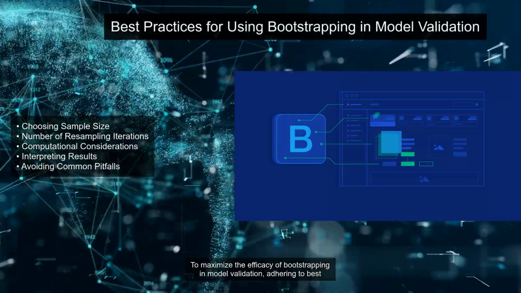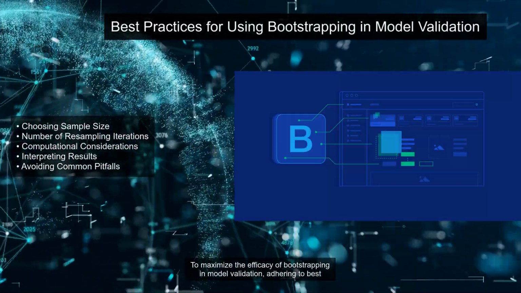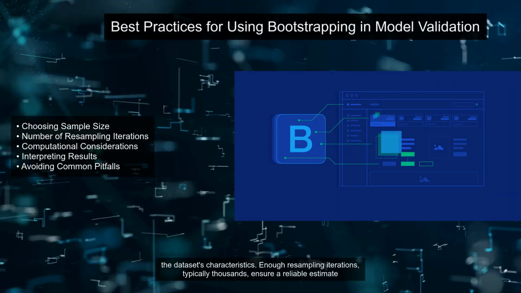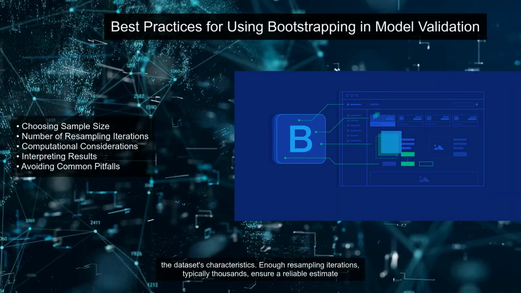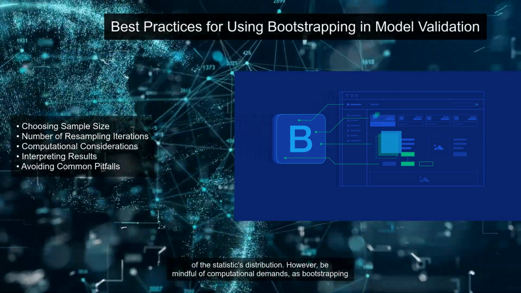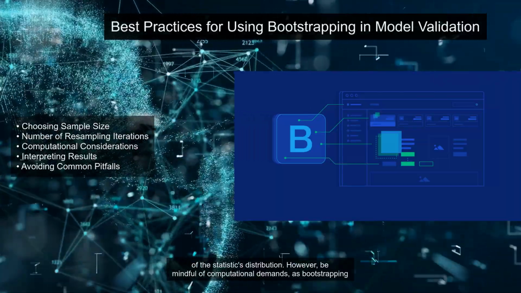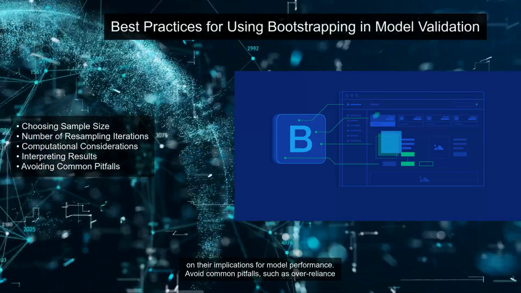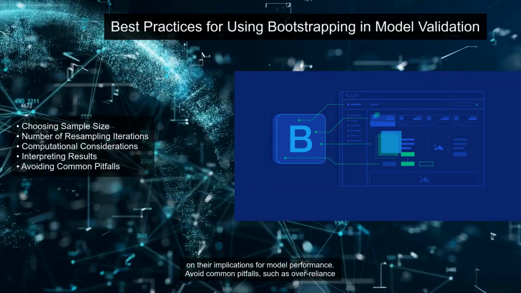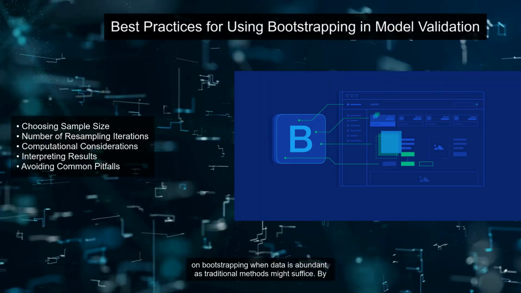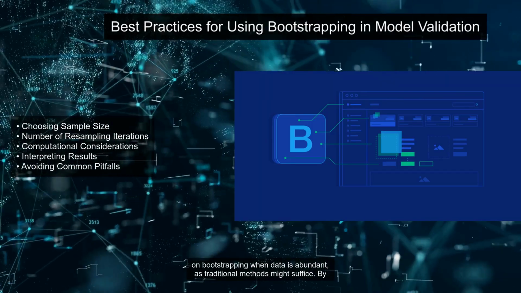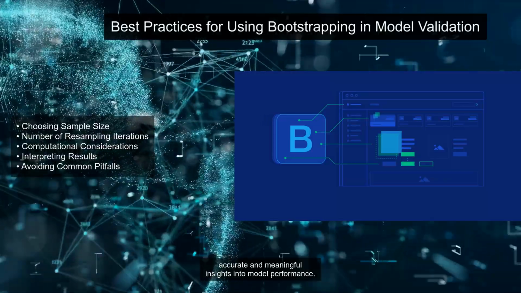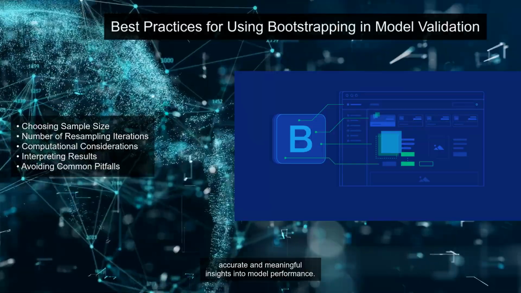To maximize the efficacy of bootstrapping in model validation, adhering to best practices is essential. Begin by selecting an appropriate sample size that reflects the dataset's characteristics. Enough resampling iterations, typically thousands, ensure a reliable estimate of the statistic's distribution. However, be mindful of computational demands, as bootstrapping can be resource-intensive. Interpreting results requires understanding confidence intervals and variability, focusing on their implications for model performance. Avoid common pitfalls, such as over-reliance on bootstrapping when data is abundant, as traditional methods might suffice. By following these guidelines, bootstrapping becomes a robust tool for model validation, ensuring accurate and meaningful insights into model performance.